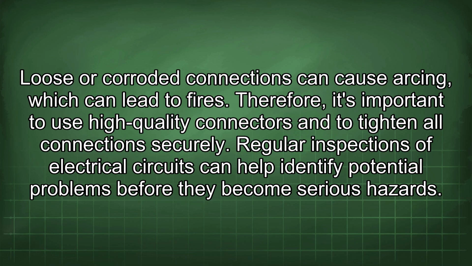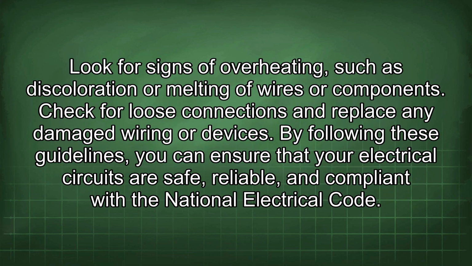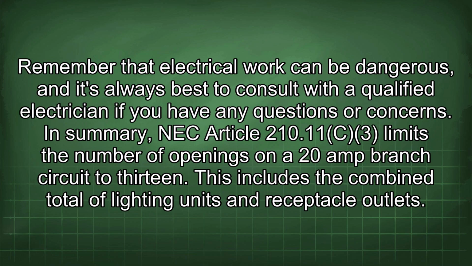Regular inspections of electrical circuits can help identify potential problems before they become serious hazards. Look for signs of overheating, such as discoloration or melting of wires or components. Check for loose connections and replace any damaged wiring or devices. By following these guidelines, you can ensure that your electrical circuits are safe, reliable, and compliant with the National Electrical Code. Remember that electrical work can be dangerous, and it's always best to consult with a qualified electrician if you have any questions or concerns.